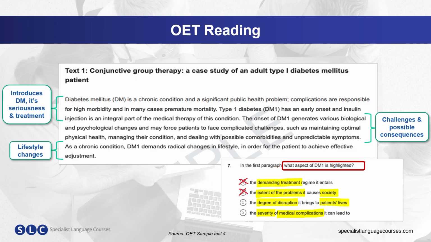And the correct answer is C, as if we look at the whole paragraph, it clearly describes several factors which would be considered disruption caused to patients' lives. Option D is not the right answer because even though it does mention the severity of medical complications, this aspect is not being highlighted overall in the paragraph. So remember, look at the paragraph as a whole for these types of questions.